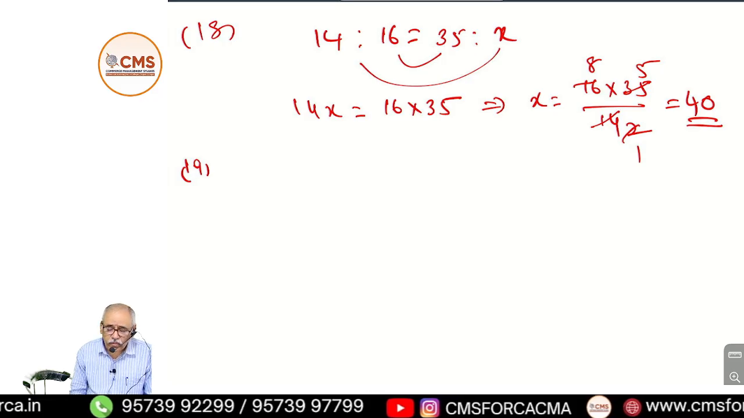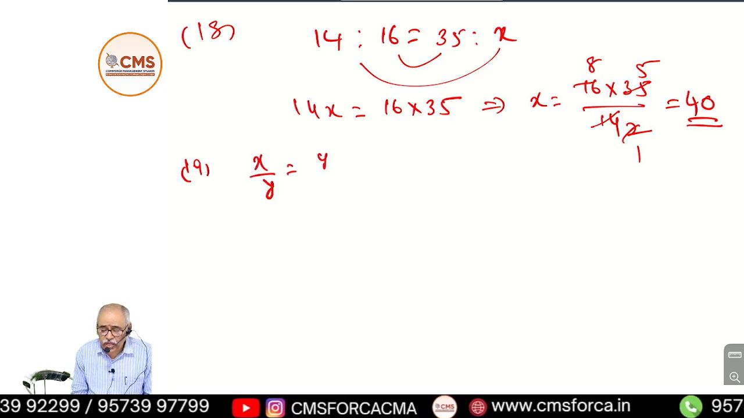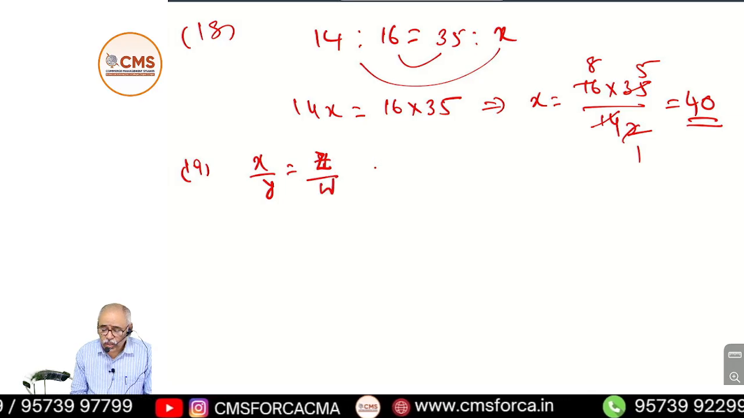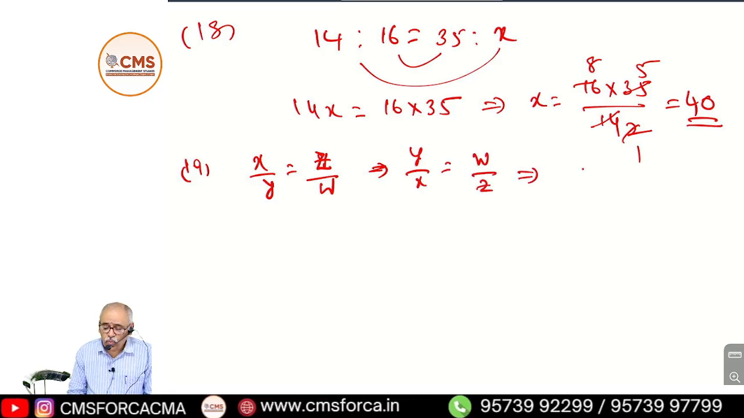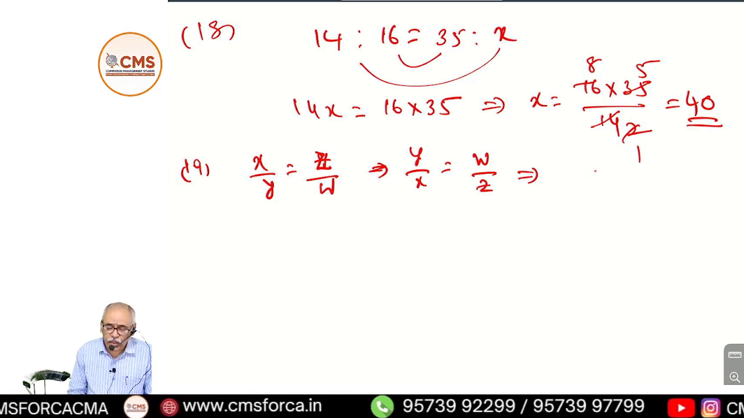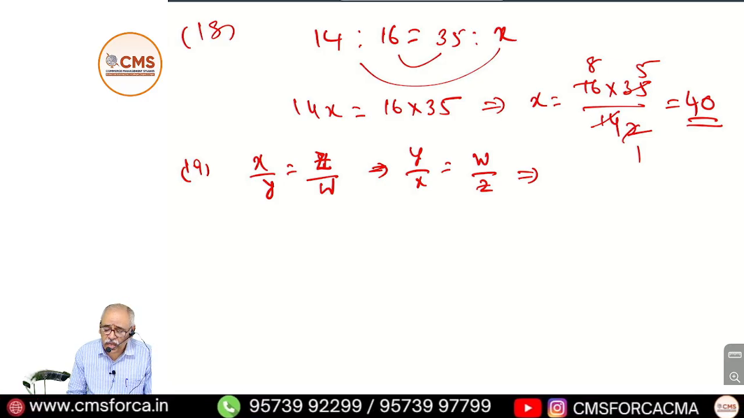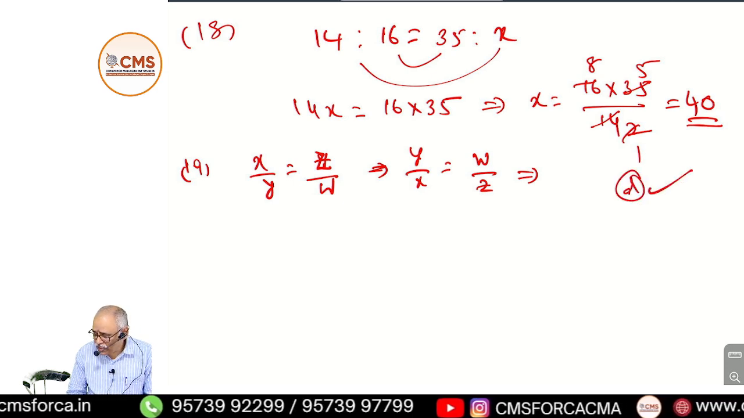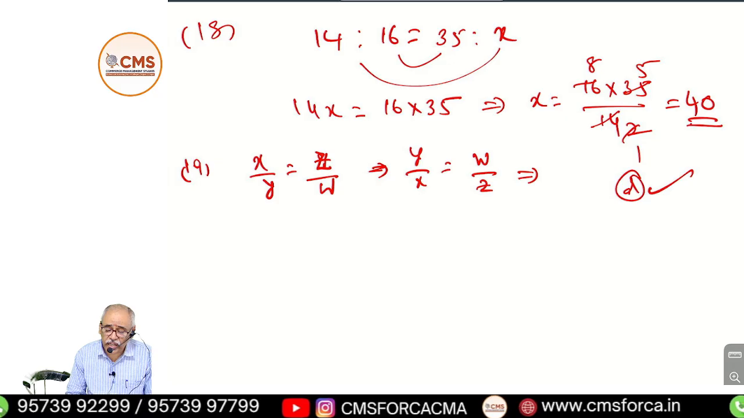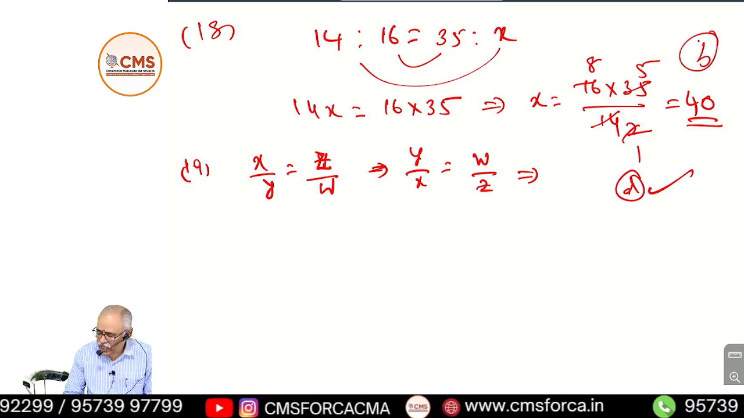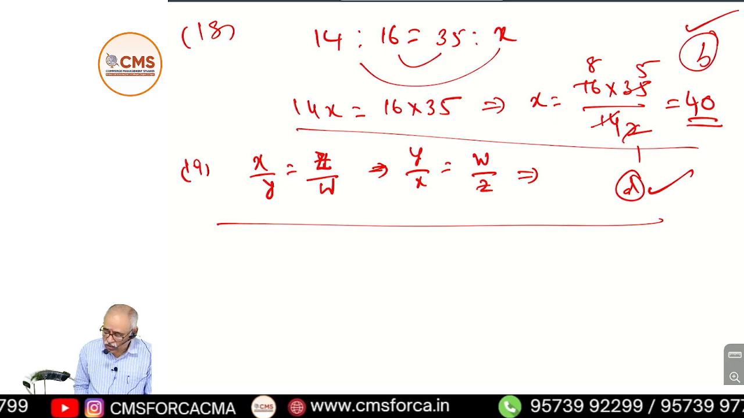Next, question number 19. If x by y is equal to z by w, implies y by x is equal to w by z. What is this property? Just numerator and denominator reversed. Invertendo. Is the answer there or not? Not there. So what option is correct here? None of these is correct. The previous one, 18th, which option? B option is correct. So for 19th, D option is correct.